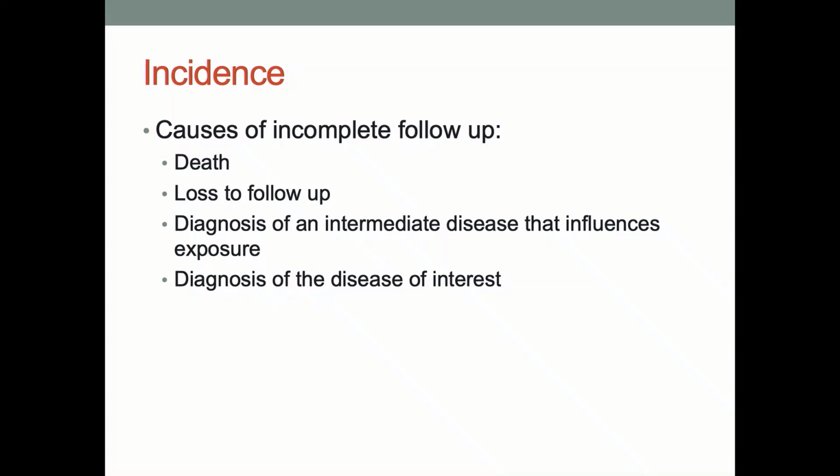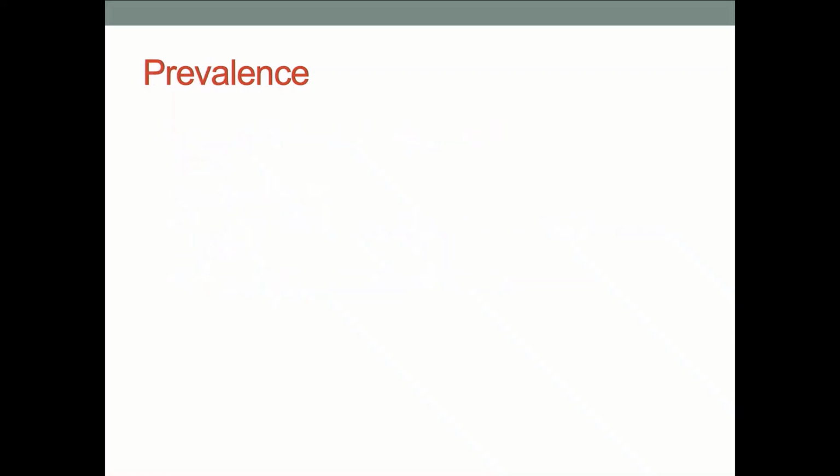In some cases, we're following myocardial infarction. If somebody developed angina, then they have what's called an intermediate disease, because angina and myocardial infarction are related. So we can no longer continue to include them in the follow-up. They have to be excluded.